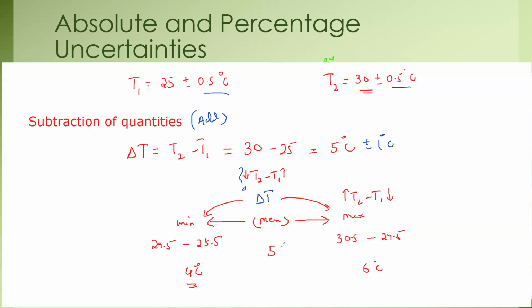So the actual value of the difference is 5. What is the variation from the actual value? The maximum value can be +1 or the minimum value can be -1. That's why the uncertainty is plus or minus 1. It means the variation of this value from the extreme values is plus or minus 1. So whenever we are finding the uncertainty of the subtraction of these quantities, the uncertainty always adds. Is it clear?